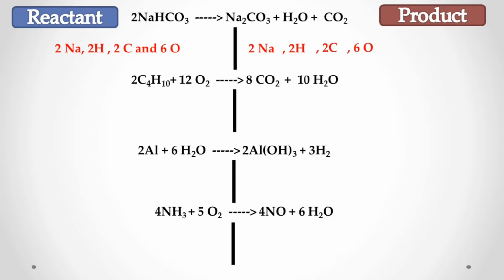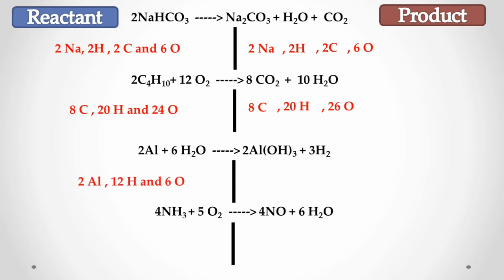In the second equation, we have 8 carbon, 20 hydrogen and 26 oxygen. That is, 2 4s are 8, 2 10s are 20 and 13 2s are 26. Similarly, in the product side, again we have 8 carbon atoms, 10 into 2, 20 hydrogen atoms, and 8 2s are 16 plus 10, 26 oxygen atoms. So there is a difference in the number of atoms. It means the second equation is an unbalanced equation. So as it was an MCQ, we can already understand that the answer is option B.